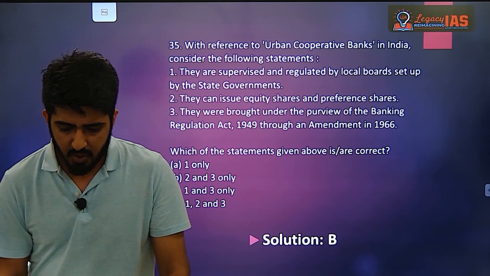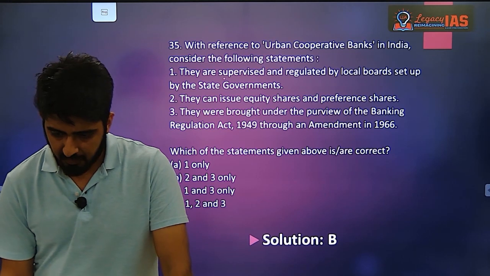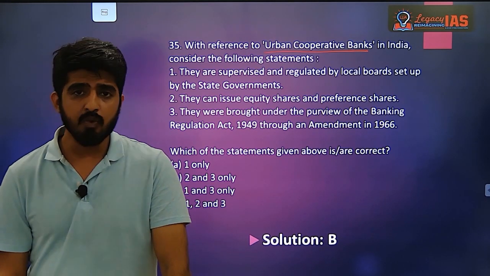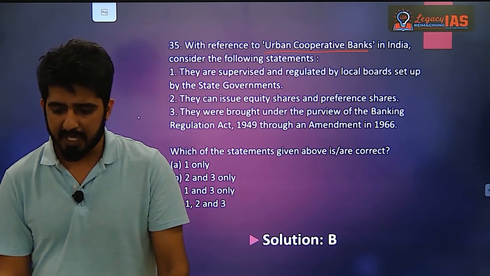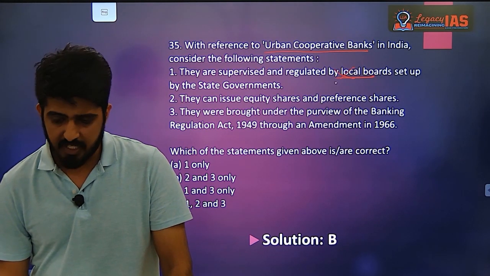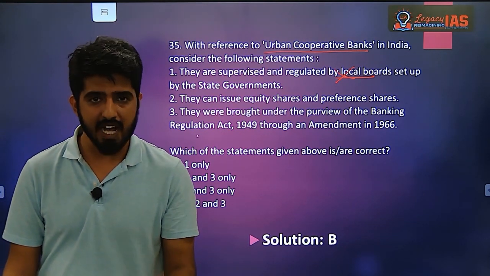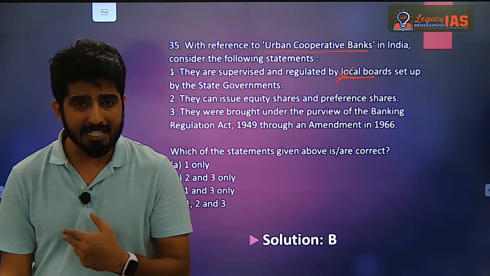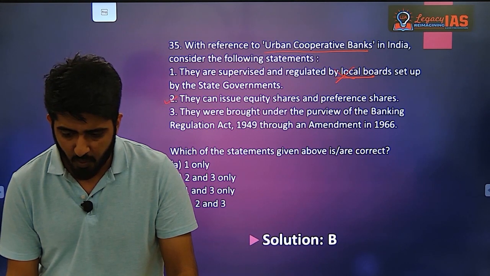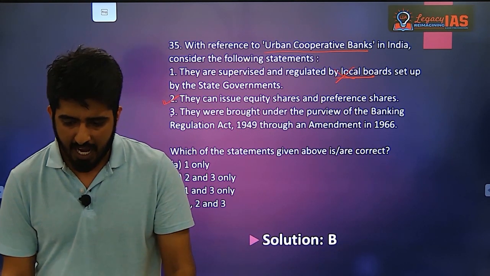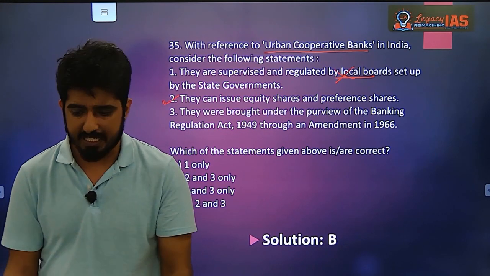35. This is related to current affairs. If you have followed the current affairs a bit, you can easily get the answer. So urban cooperative banks earlier were being supervised and regulated by the registrar of cooperatives in the state government. So regulated by local boards, no, this is not the right answer. Now we have also seen that the RBI is directly regulating them. So first statement can be easily removed. The second one, they can issue equity shares. This permission has been given only recently. So 2 is correct, and they were brought under the purview of the Banking Regulation Act 1949 through an amendment in 1966. It is very much right.